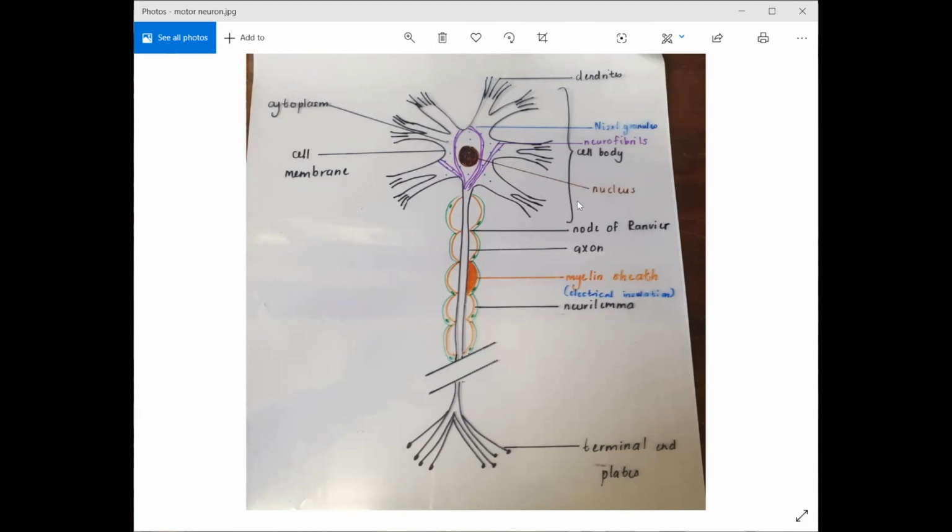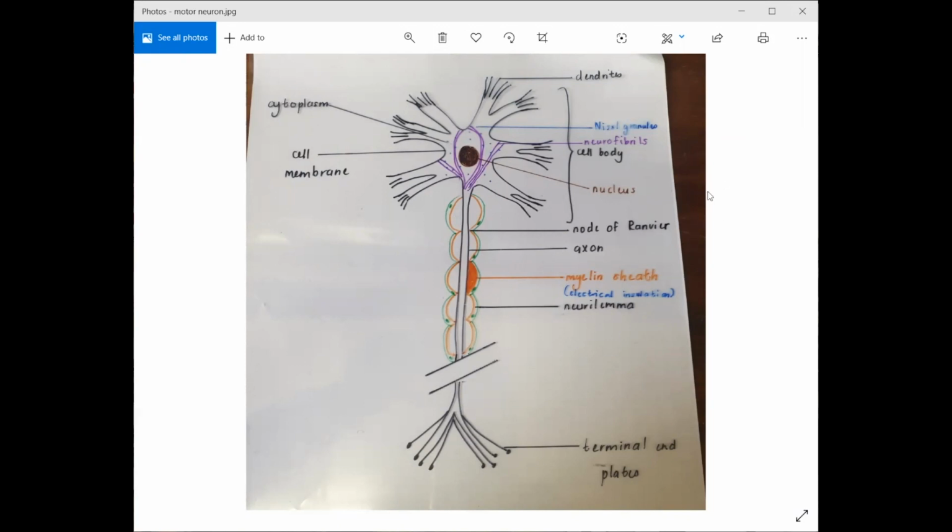This diagram that you see here is a motor neuron. Neurons are known as nerve cells. In between the neurons are neuroglia, and neuroglia are supporting cells. These cells support, nourish, and protect the neurons.